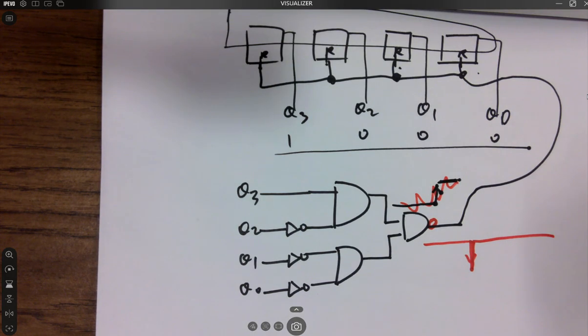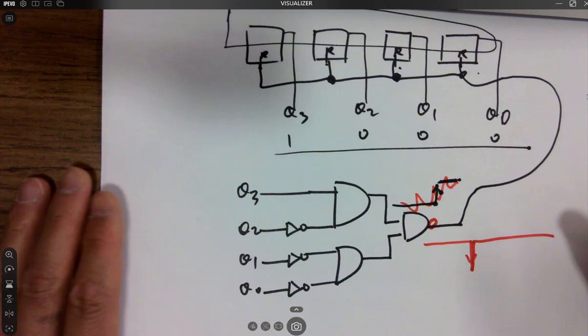Could you not make that a single 4-bit NAND gate? Say again? Could you not make that a single 4-bit NAND gate? You can, yeah.